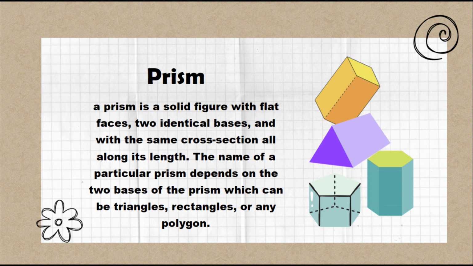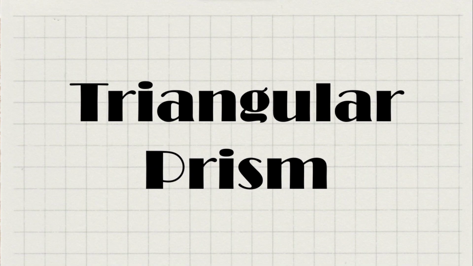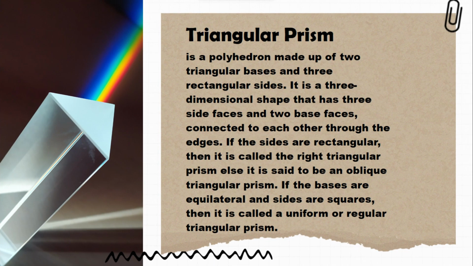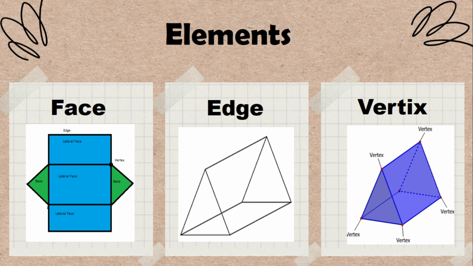Since our main topic is the surface area of a triangular prism, let us now define the triangular prism. A triangular prism is a polyhedron made up of two triangular bases and three rectangular faces. It is a three-dimensional shape that has three side faces and two base faces, connected to each other through the edges. So, a triangular prism has three elements. First is face, next is edge, and lastly, vertex.